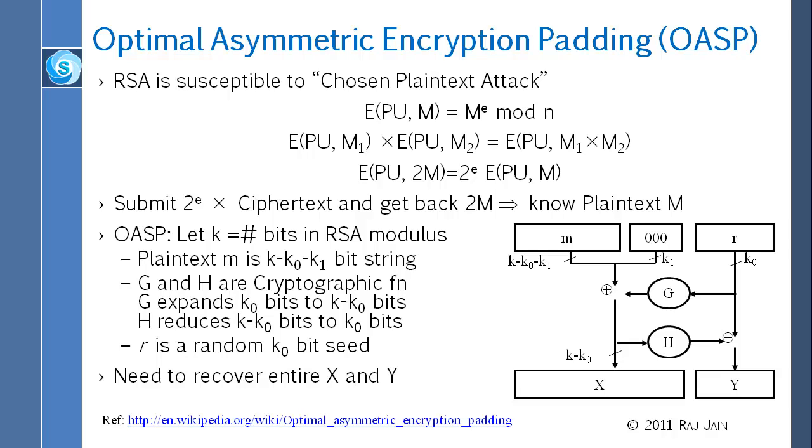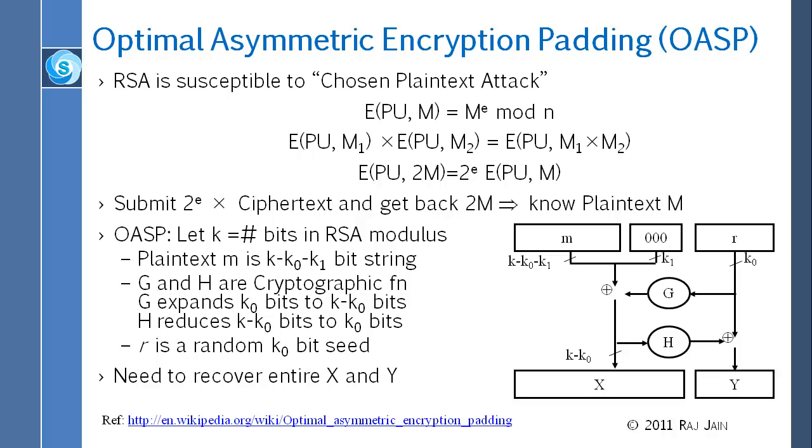Your message is k minus k naught minus k1. So you need k1 zeros, and if k1 is 0, that's fine, you don't need any zeros. And you need k naught bits of random seed. This seed is something that you will keep changing so that they don't repeat the same thing. Anyway, you have your k naught bits of seed, k1 zeros, and the rest of your message.